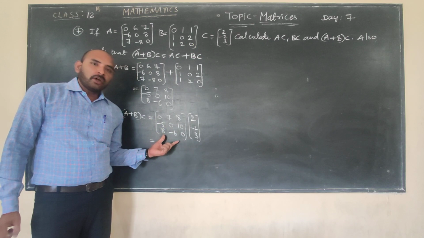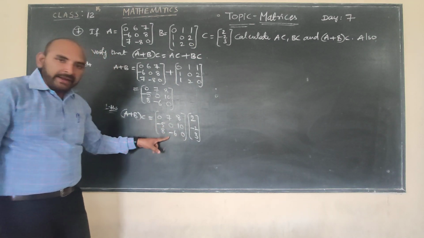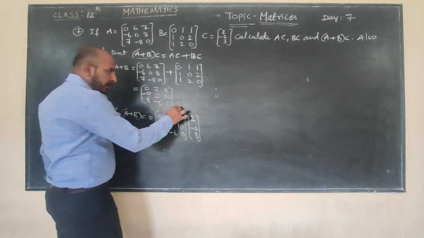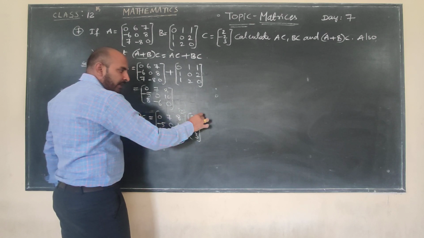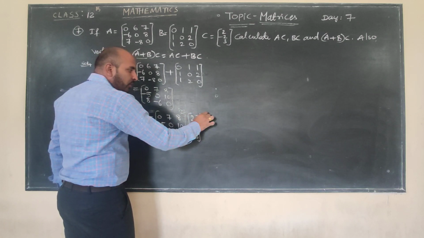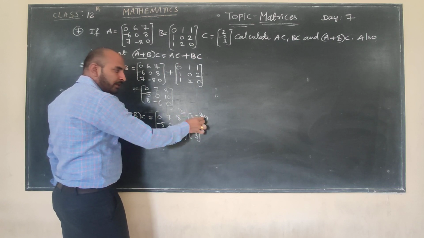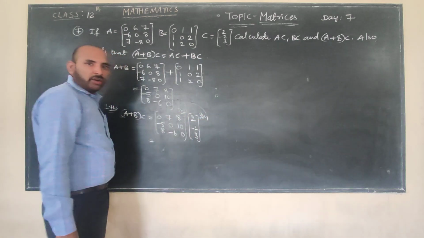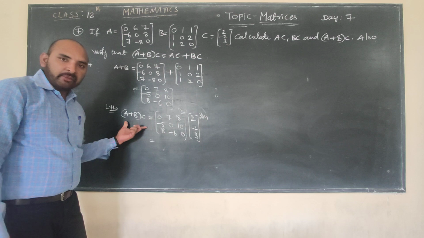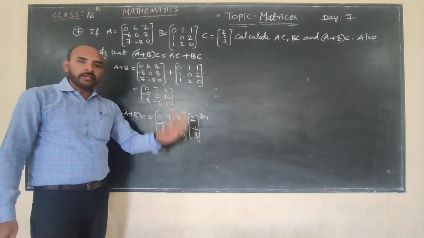So, the product of two matrices. This matrix order is 3 cross 3, this matrix order is 3 cross 3, and this matrix order is 3 cross 1. The first matrix's columns and the second matrix's rows are equal, so finally we will get 3 cross 1. So our resultant matrix (A plus B) into C gives 3 cross 1.